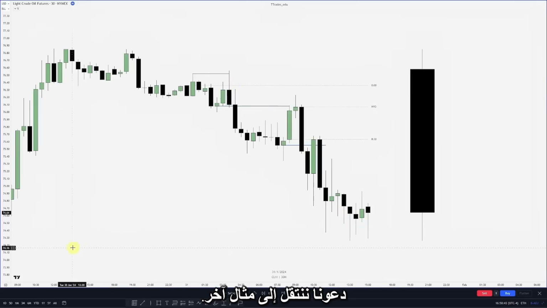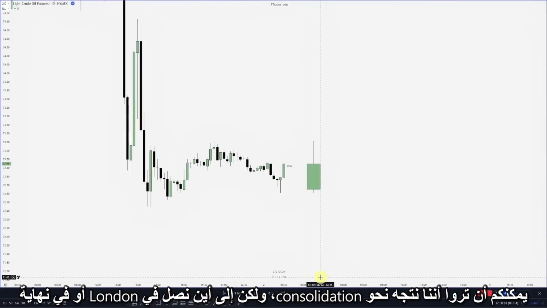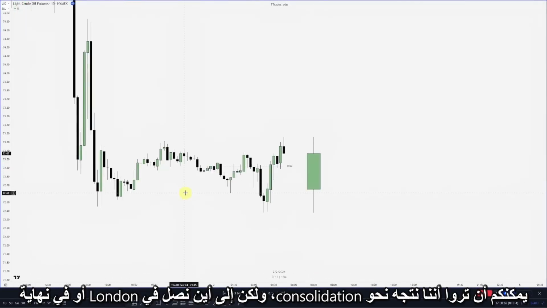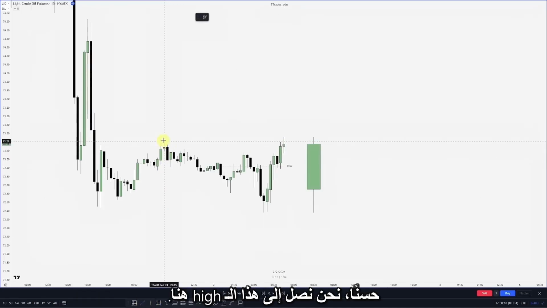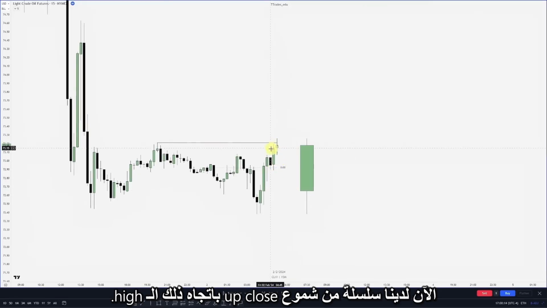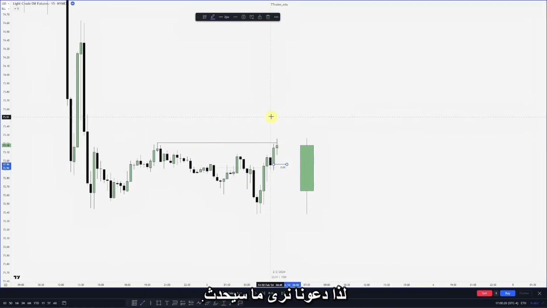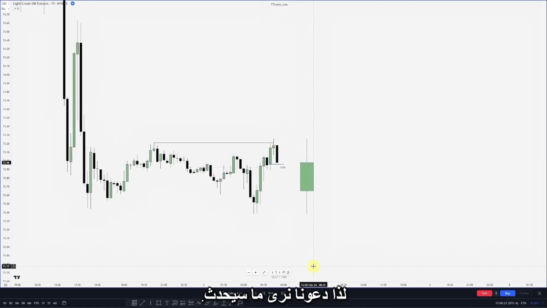Let's hop into another example. So here we are in our next example, and so let's get to London session. You can see we kind of just consolidate, but where do we reach right at the end of London? Well, we reach for this high here. Now we have a series of up-close candles into that high. So where would our change in the state of delivery be? Right there. So let's see what happens.